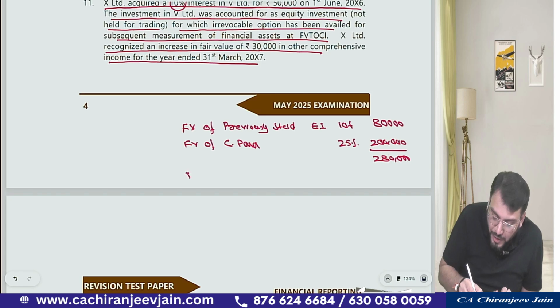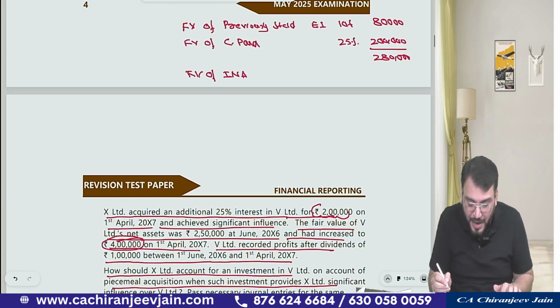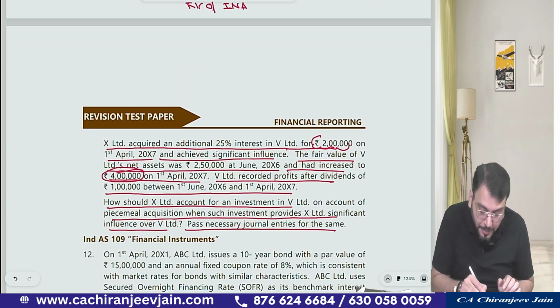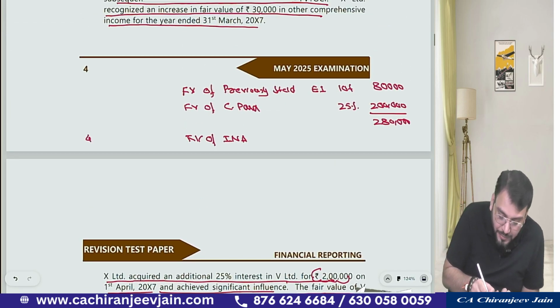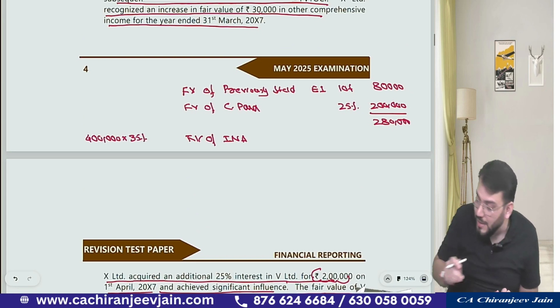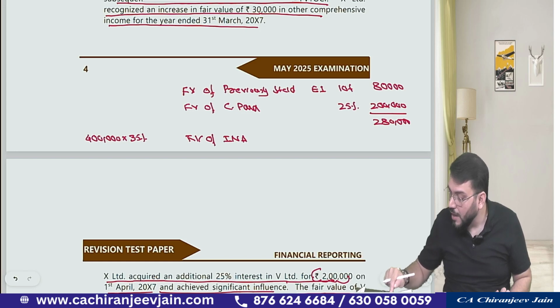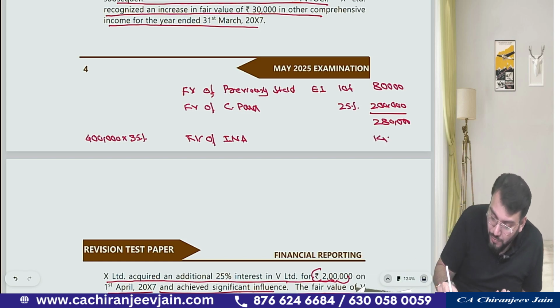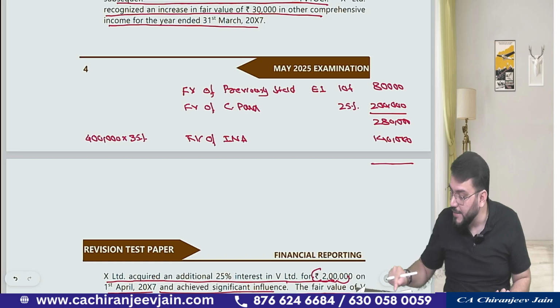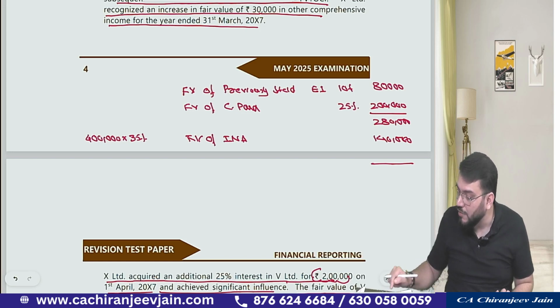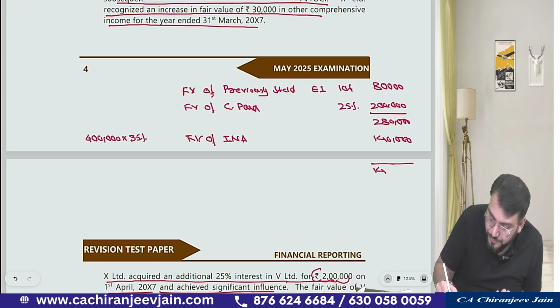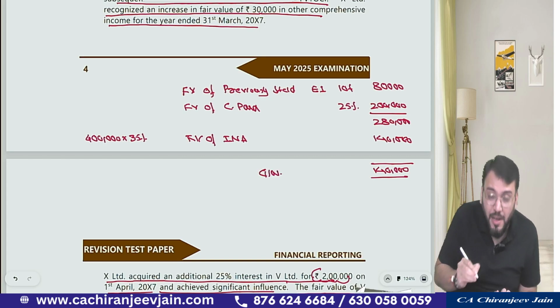And they have given the fair value of net identifiable assets. How much have they given as fair value of net identifiable assets on the date when the investee becomes an associate? You can see they have given 4 lakh. So we'll take 35% of 4 lakh. How much? It is 1,40,000. And therefore goodwill is how much? 2,80,000 minus 1,40,000 is equal to 1,40,000. That is the goodwill. Now they have asked for the journal entry.